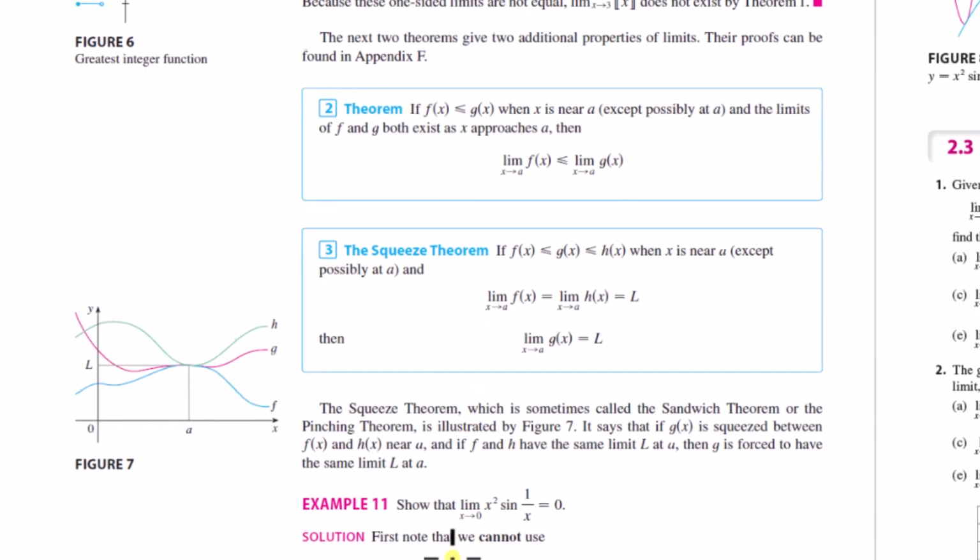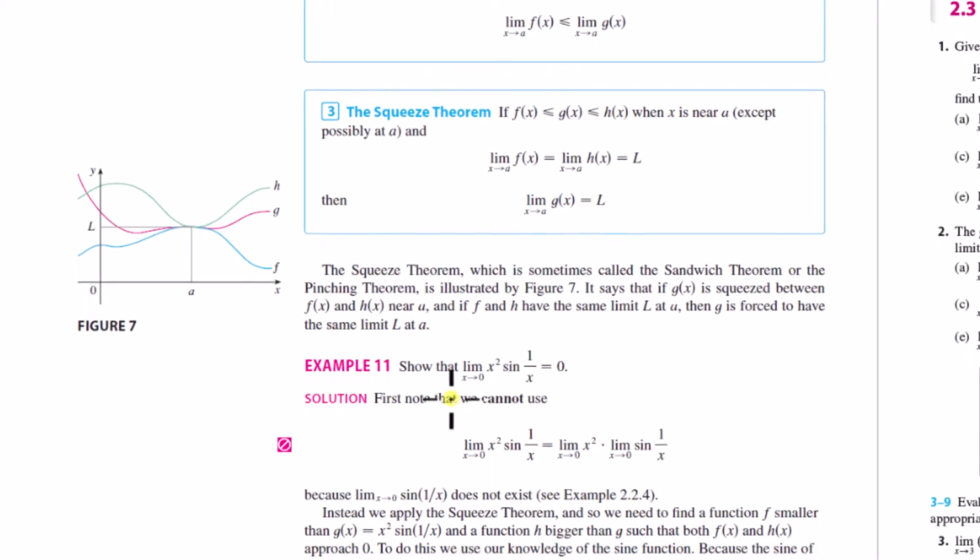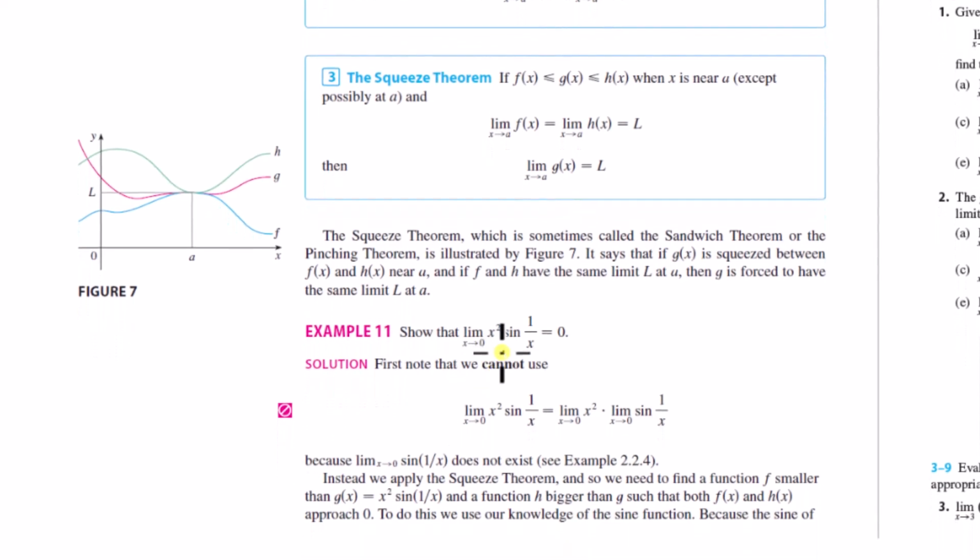Okay, so now let's look at this last example. It says, show that the limit as x approaches 0 of x squared times sine of 1 over x is equal to 0. The first thing we might think about is applying the product property, where we can distribute the limit to each of these expressions of x. So turn this into the limit as x approaches 0 of x squared times the limit as x approaches 0 of sine of 1 over x. But we can't do this, because this limit doesn't exist.